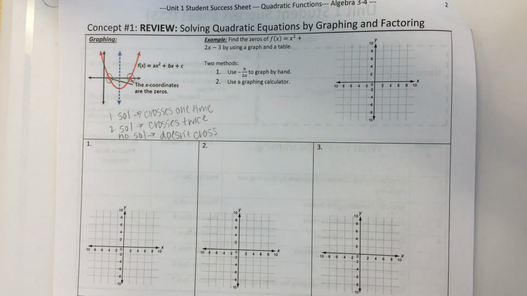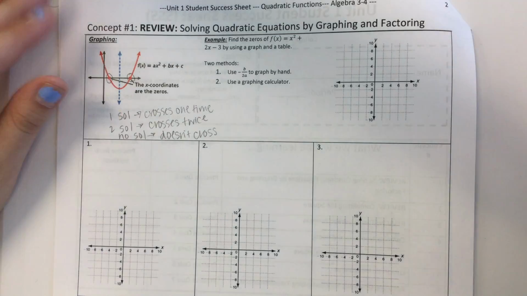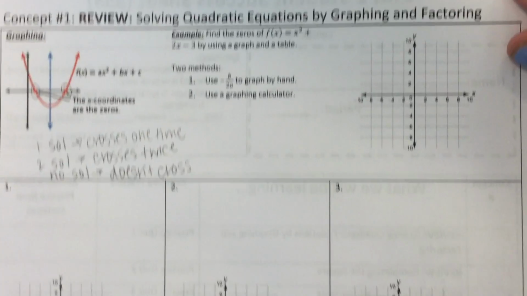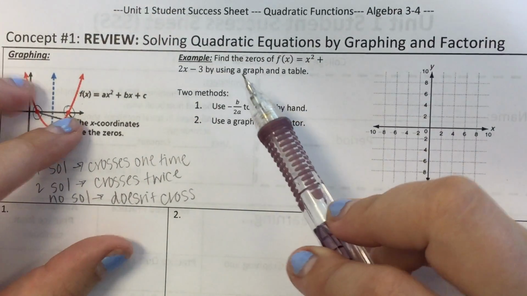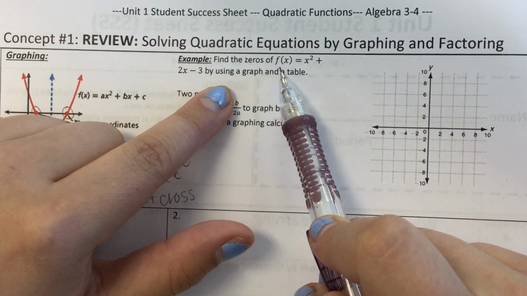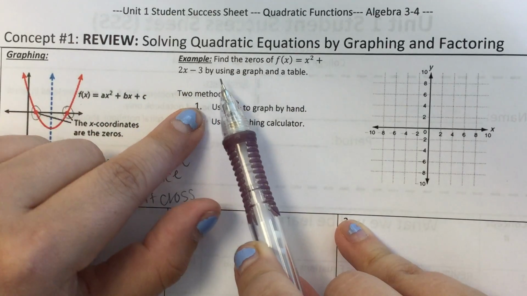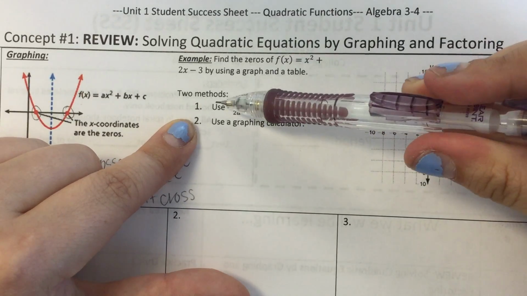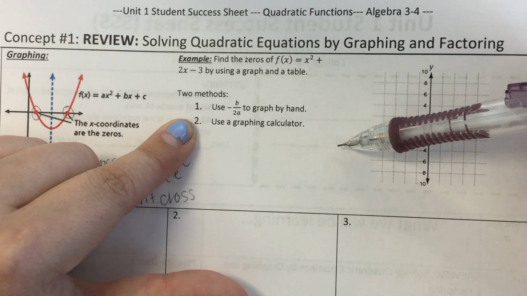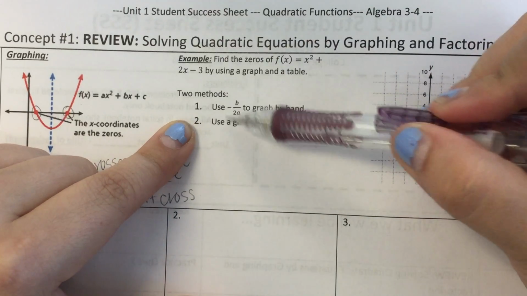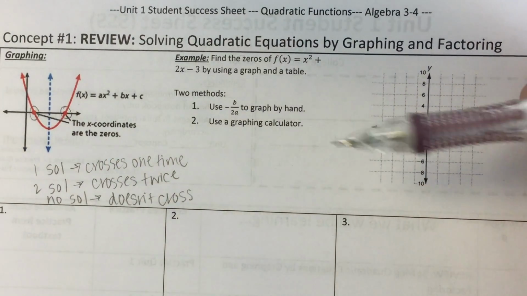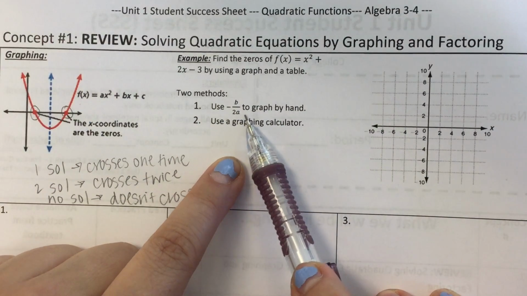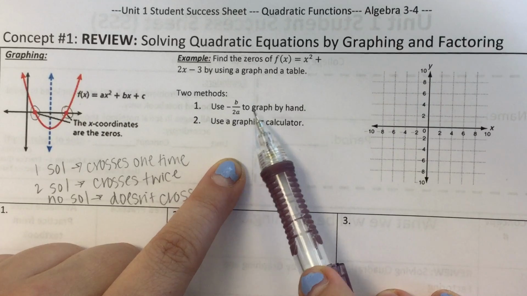Now the tricky part is actually graphing the parabola. So let's do our example problem here. The example says find the zeros of f of x equals x squared plus 2x minus 3 by using a graph and a table. There are two methods we can use. We can graph it by hand, by plugging in our negative b over 2a, or we can use a graphing calculator. Since not all of us might have a graphing calculator, we're going to use negative b over 2a to graph by hand.